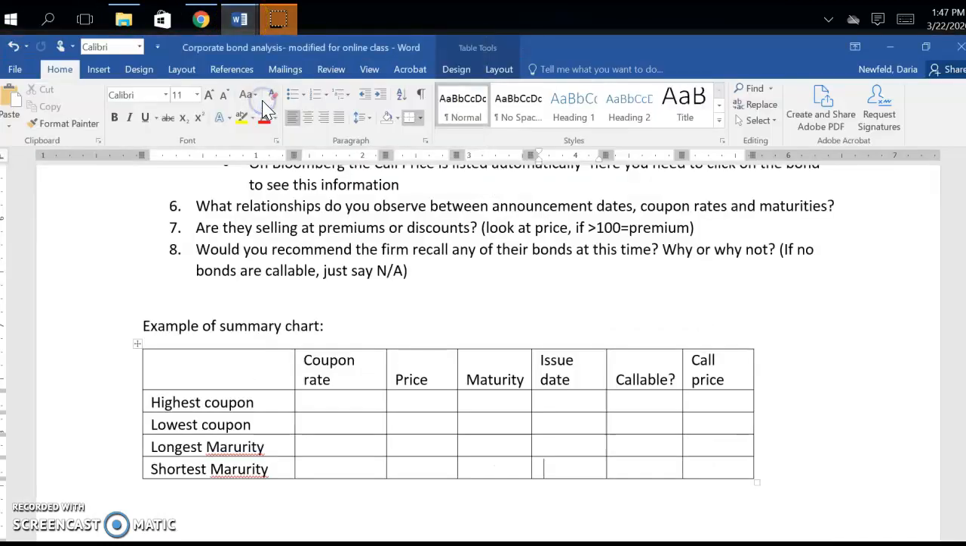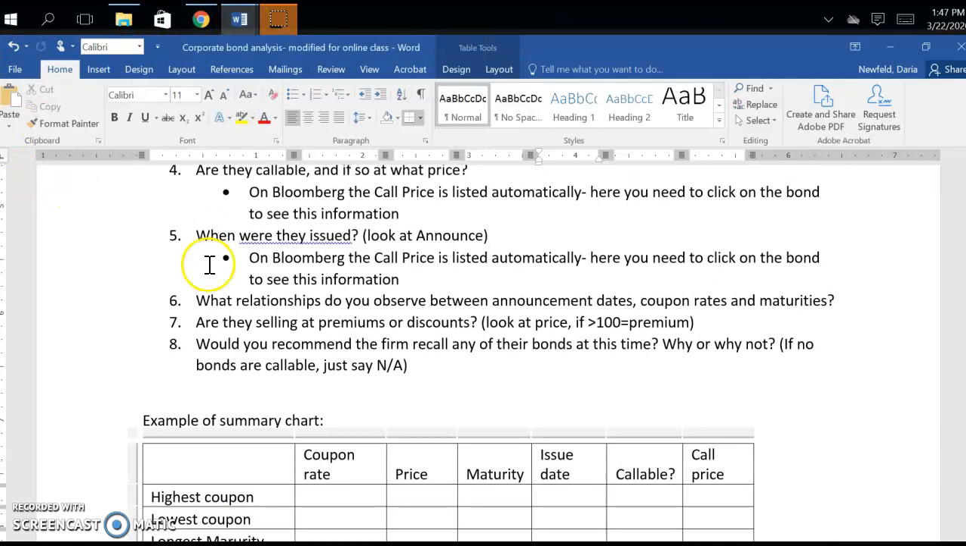So what are the questions that I ask you to answer? I'm asking you to find relationships between announcement date, coupon rates, and maturities. What do I mean there? Well, most of the time when a bond is issued, it's issued at or really close to par. So what you will see is during times of high interest rates, the coupon rates are going to be higher.